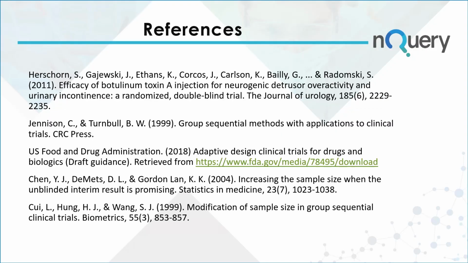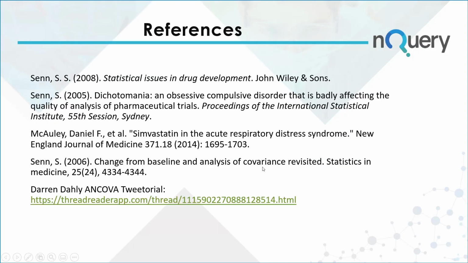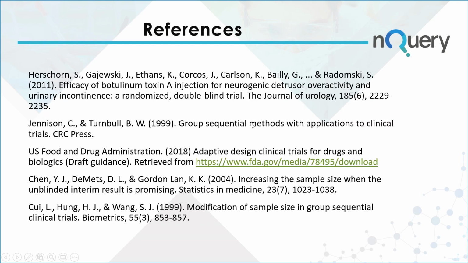The references are at the end of this slide, by the way, including reference to a tutorial here on why selecting covariates based on the relationship to outcome is the right way to do things, as well as other ones that cover the wider issues of dichotomania and other issues in drug development, as well as adaptive design questions as well. So I'm just going to briefly take a couple of moments here and then answer a couple of questions.